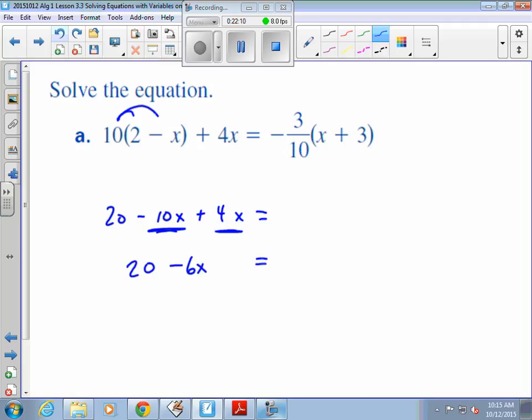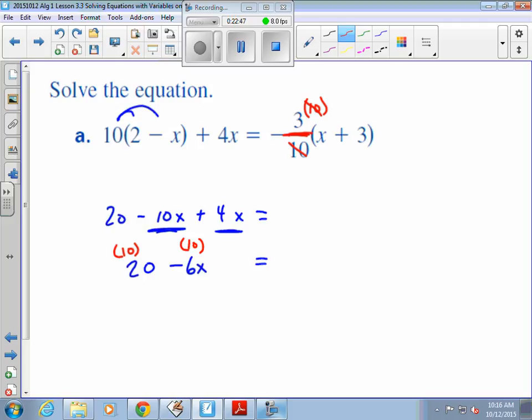So here's the easiest way to do this. Negative 3 divided by 10. How do we undo divide by 10? Multiply by 10. So if I multiply that term by 10, it's going to eliminate it. But remember, if you multiply the right side by 10, what do you have to do to the left side? The exact same thing. That's correct. So we have to multiply this term and this term by 10.